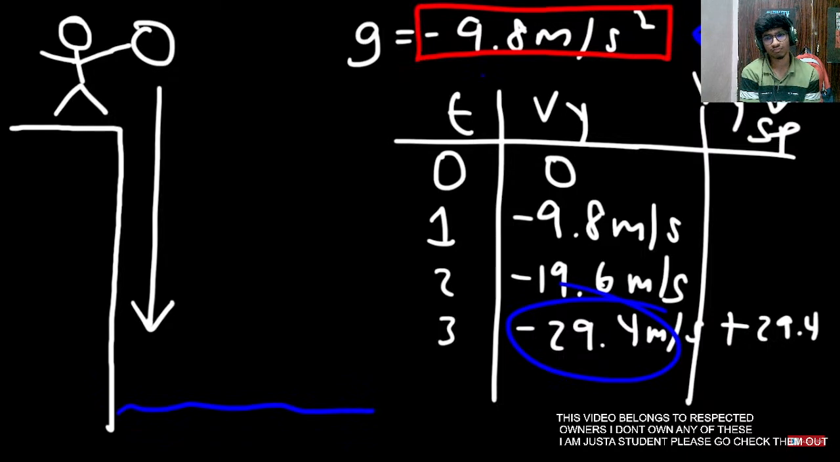So the gravitational acceleration tells you how fast the vertical velocity is changing every second. So on the moon, where g is negative 1.6, if you were to drop a ball, the vertical velocity will decrease by 1.6 meters per second every second.